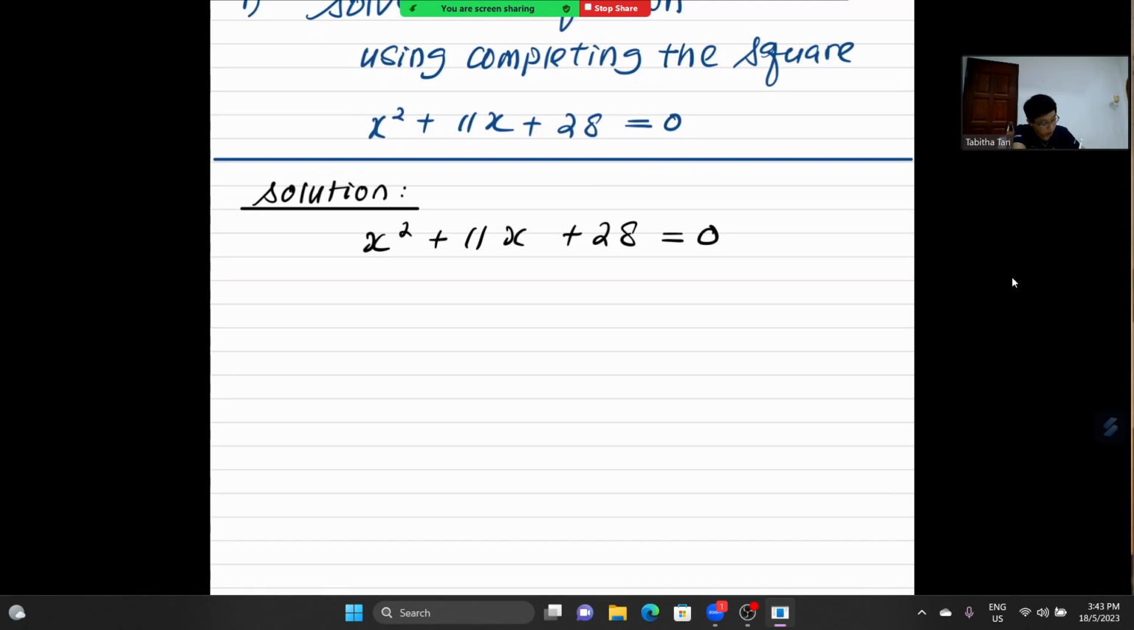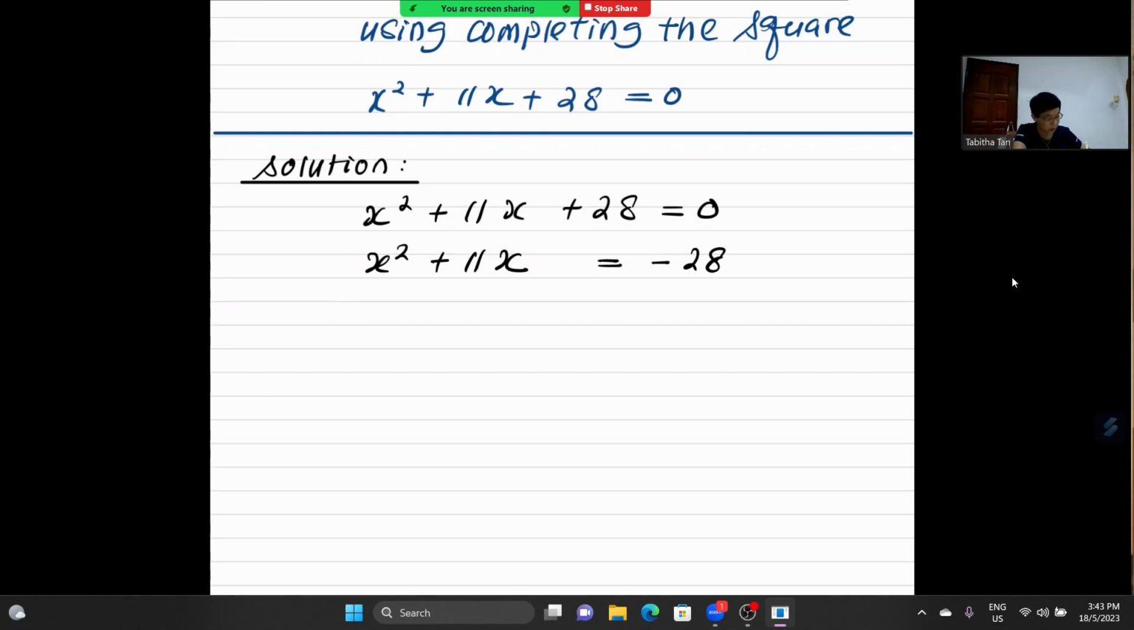Now here we go. The very first move is to move the constant to the other side, meaning moving this 28. Let's minus 28 both sides, and then we get negative 28 on the right hand side.